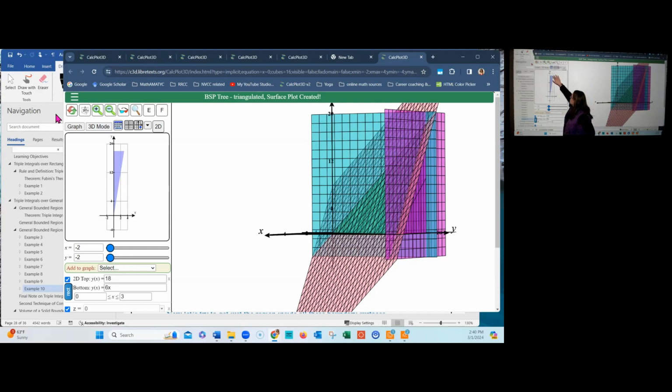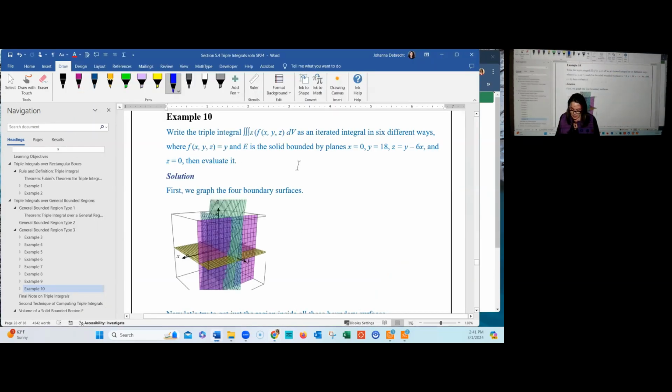And then for our 2D image, we're going to use y equals 18 as the top and the slanted line to be the bottom. Now again, how do we get the equation of the line? Well, this is where the slanted plane cuts through the XY plane. So we're going to take the equation of our slanted plane, z equals y minus 6x, and we're going to set z to be 0 because that's what it is in the XY plane. And that gives us the equation y equals 6x, which does seem to match what we had in CalcPlot 3D.